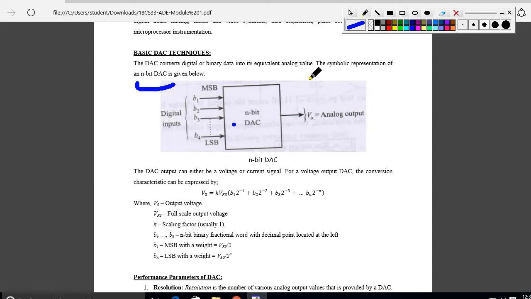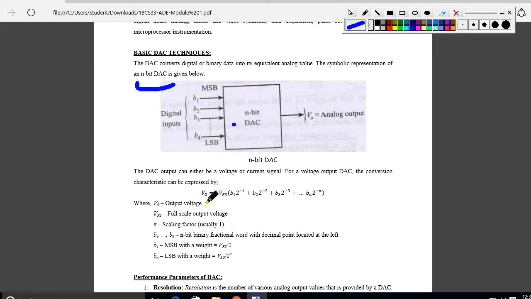But internally, when I am converting a digital signal to an analog signal, there should be some process. In earlier classes I explained sampling, quantization, and all; those are the techniques. But this is exactly the block diagram of a DAC. It is an n bit DAC. N bit means there are n number of input bits, that's why we call it n bit. We are passing through this n bit DAC.